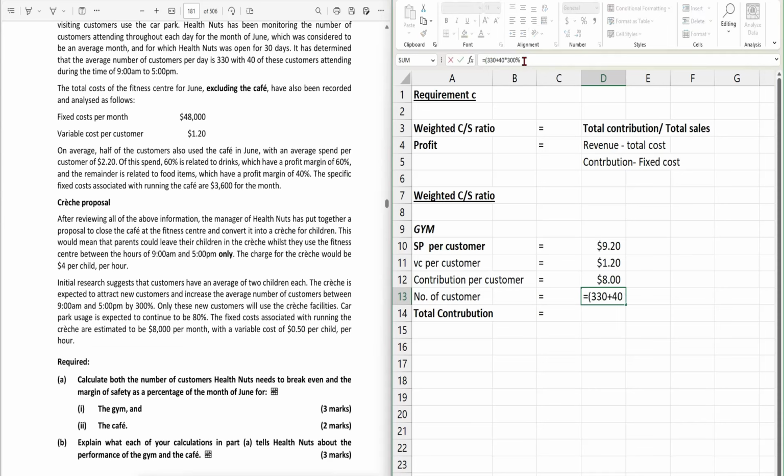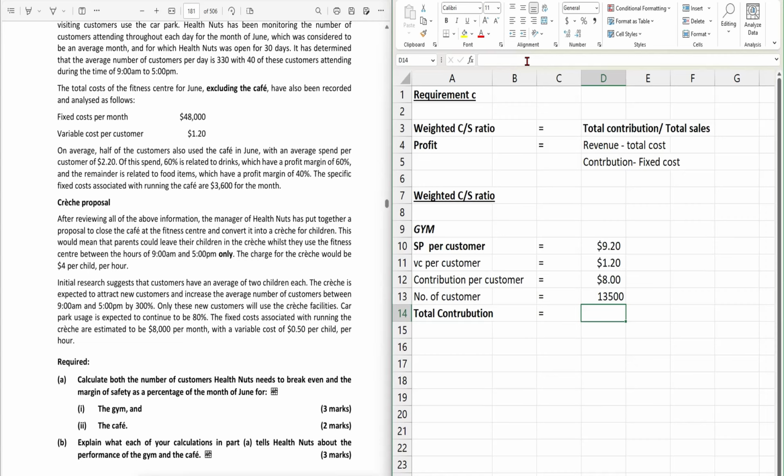and we need to calculate per month, right? So we will multiply it by 30. Okay, so this is the number of customers that we expect for the gym. I know this is a tricky part. That's the reason I told you that earlier. We will discuss this later on.